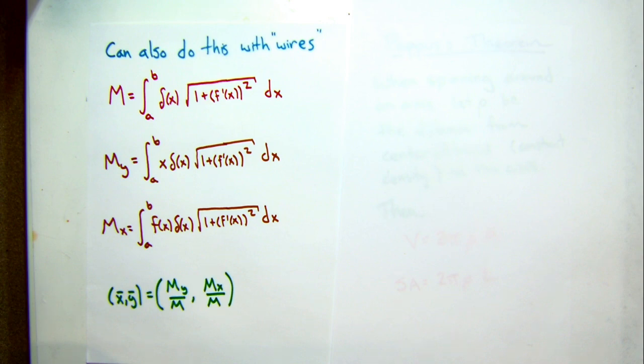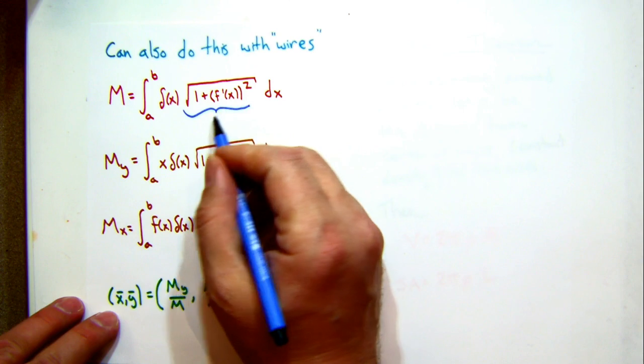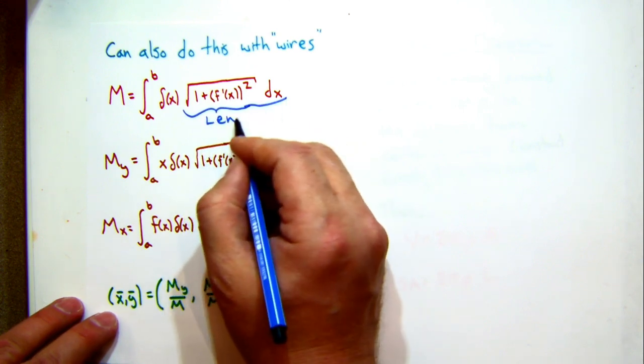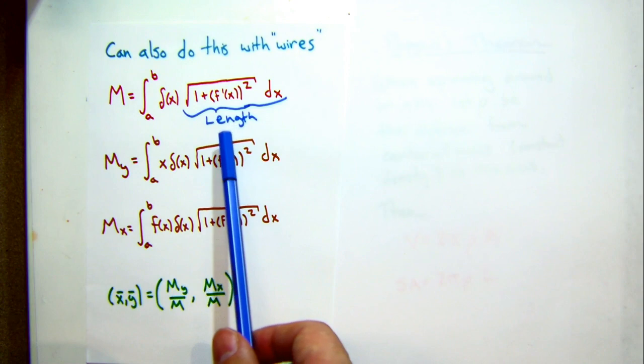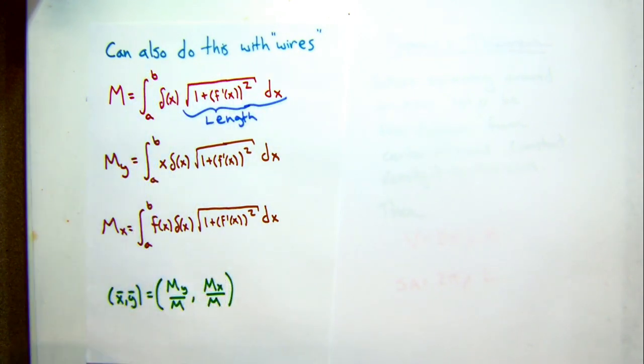And so how can I find the center of mass? Well, let's just think about it in pieces. How do I find mass? Well, mass will be density times length. And so whenever you see the expression square root of 1 plus f prime of x squared, that basically always comes from a length, times dx. This is the length of the curve. So I'm taking length times density, that's a little bit of the mass, and then I'm adding them up.